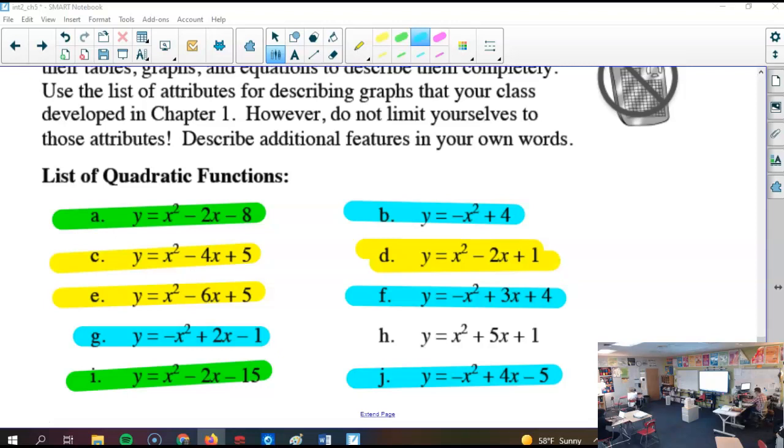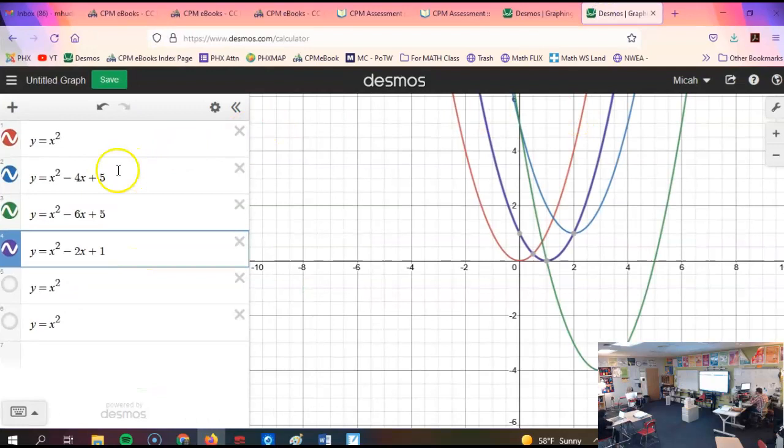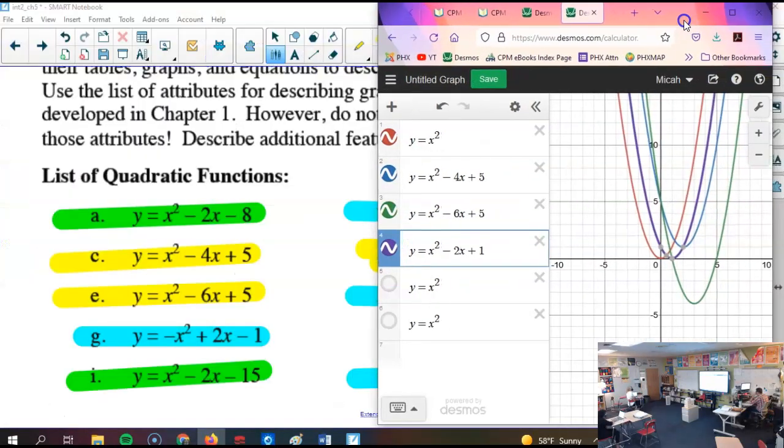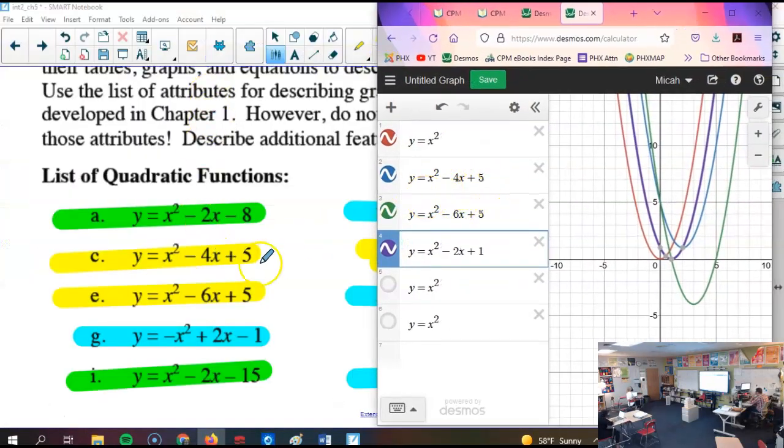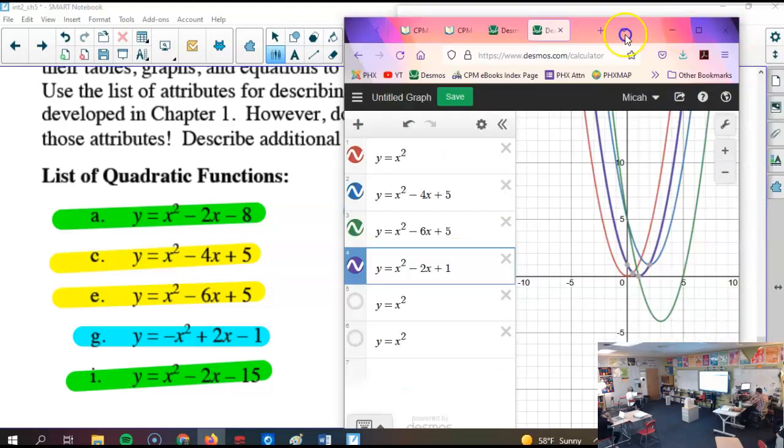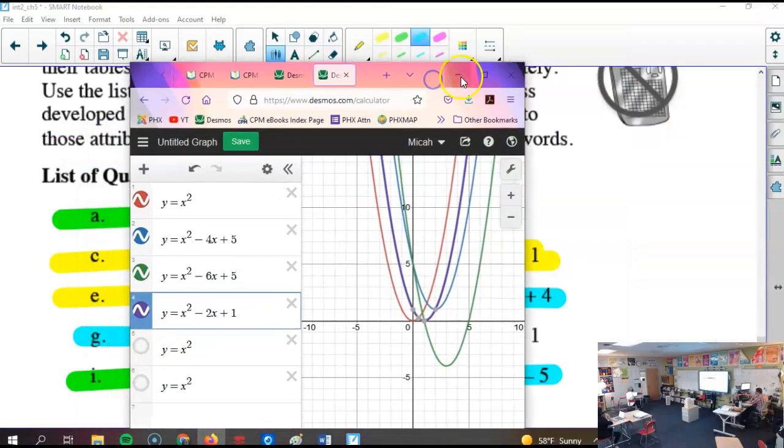We could try, what's the difference between the yellow ones? It's a change in the amount of x. So we could try the yellow ones. So here's the yellow ones. x squared minus 4x, x squared minus 6x, and still the plus 5s. And then x squared minus 2x plus 1.